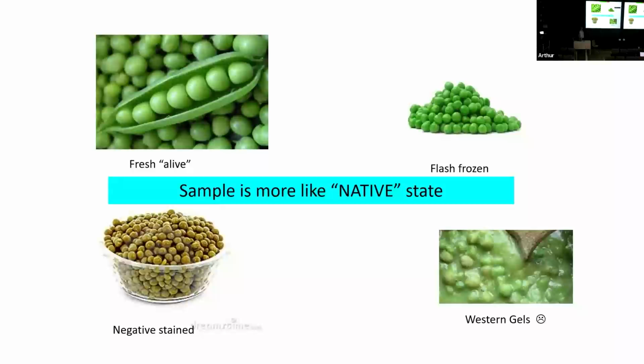All right. So as I said, the sample is more like a native state. We want to look at things as they are, fresh and alive, and the flash frozen peas are going to be more like the fresh alive peas. The negative staining is going to be more like canned peas. Still good, still fine, but maybe not quite as good as brand new, fresh off the trees. And if you're used to studying proteins with Western gels, that's like your pea soup. That's a long way away from the fresh and alive peas. So we're looking at things in more of their native state.